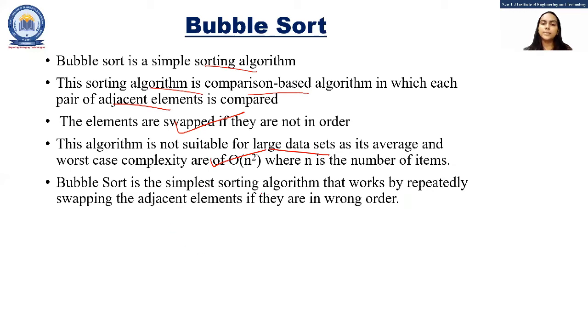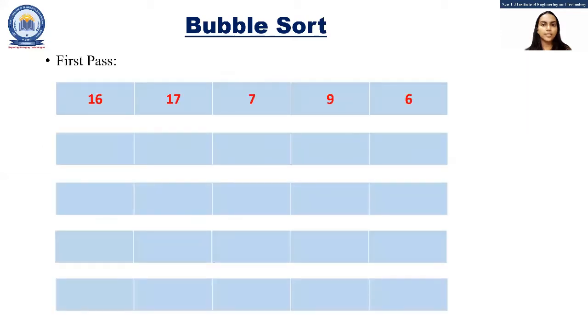Bubble sort is the simplest sorting algorithm that works by repeatedly swapping the adjacent elements if they are in the wrong order. So if we are arranging in ascending order and the elements are in descending form, it would swap them by comparing. Right. Now let us see the tracing, that is, how bubble sort is actually performed. It gets performed in several passes.